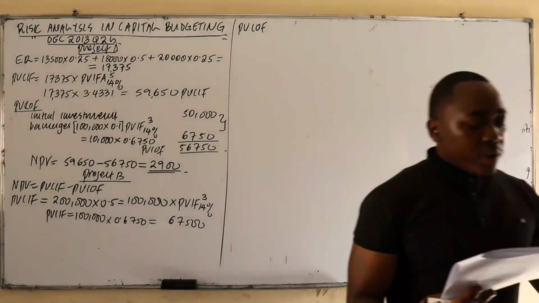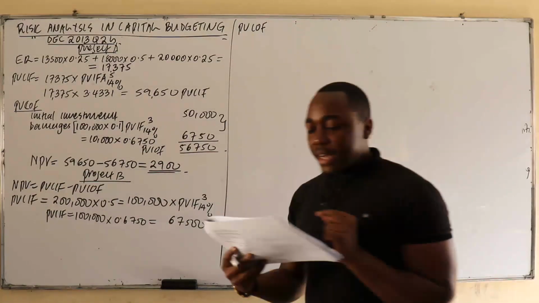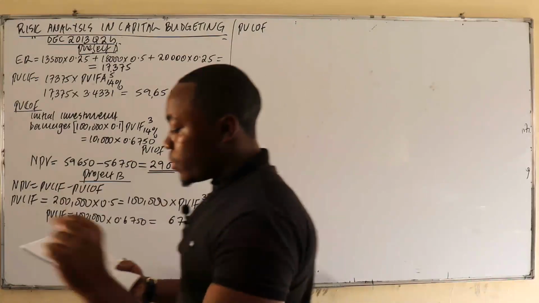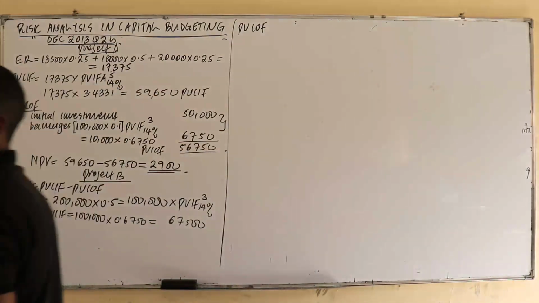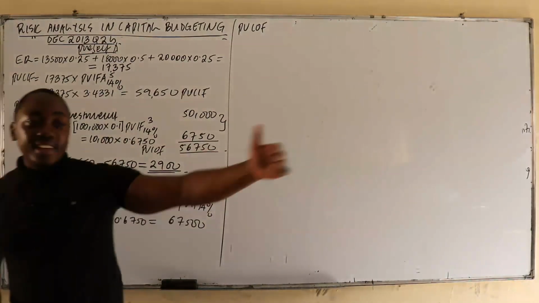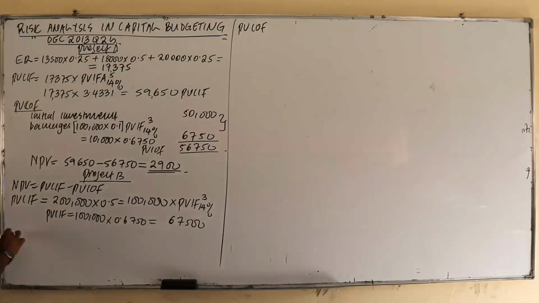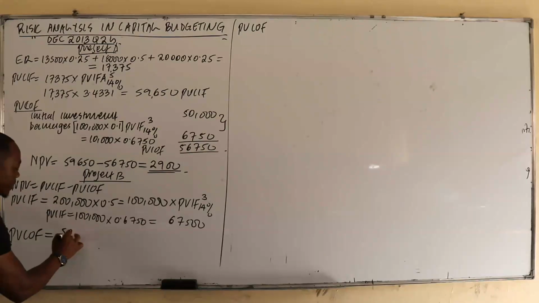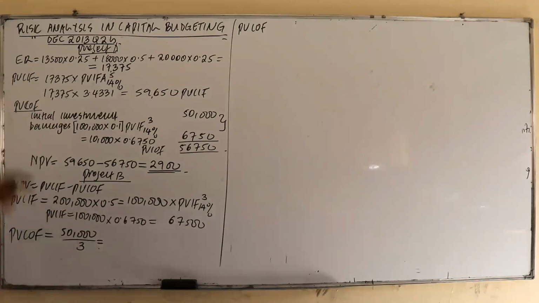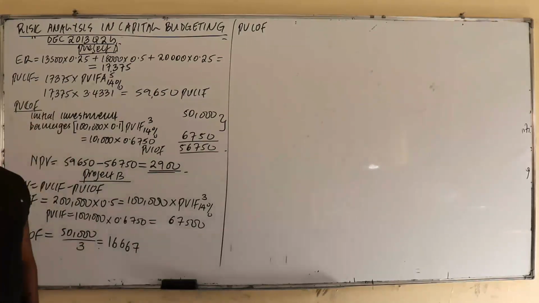Good. Now let's read that question again. This project will require initial outlay of 50 million. That's correct. But now spread in equal installment over the next 3 years. We are not investing the 50 now. It will be spread over the next 3. So to get the present value of cash outflow, it's 50 million. You divide by 3, so how much will be investing each year? 16,667 for the next 3 years.